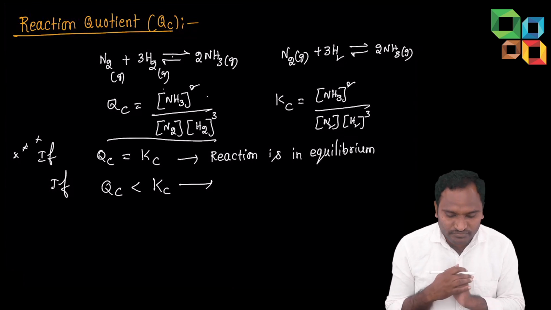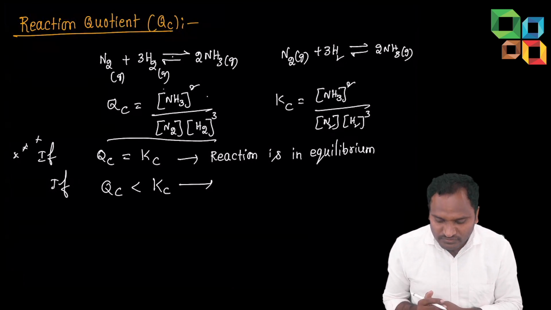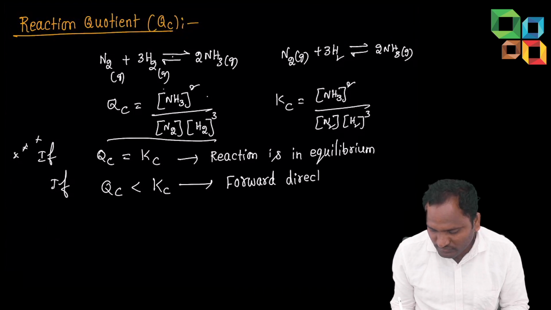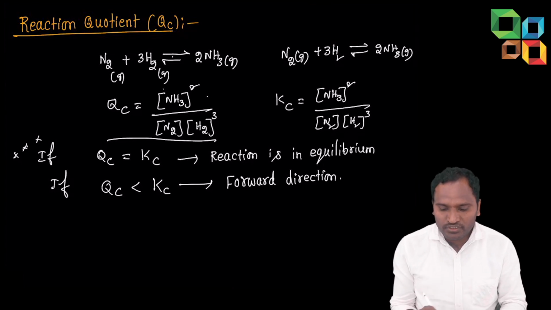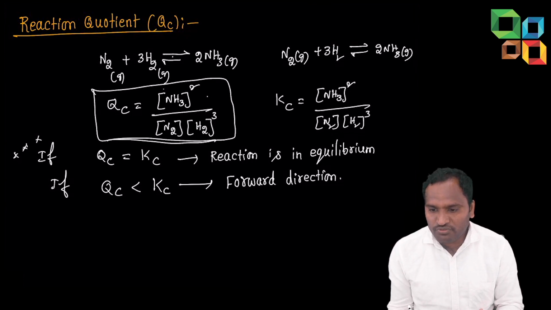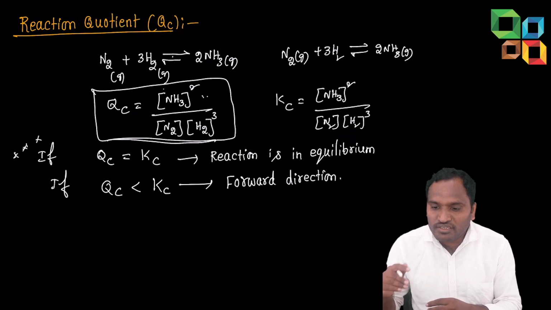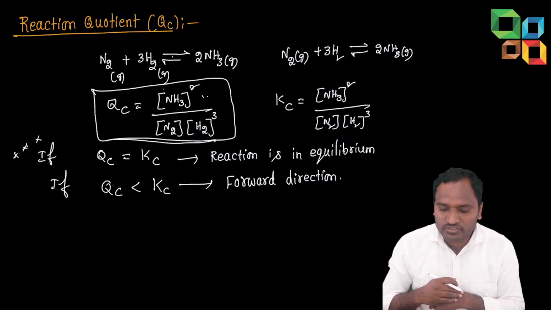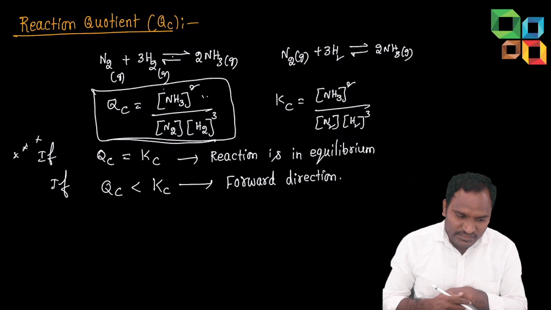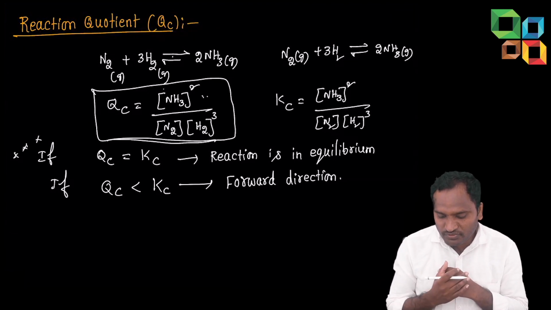In order to maintain equal concentration, the reaction will proceed towards the forward direction. This shows the reaction rates are not equal. How is it telling? Product formation is somewhat lesser compared to reactant. In order to maintain equality, what will it do? It tries to increase the product concentration to reach equilibrium. So at that time the forward reaction is more favorable. Otherwise, simply, if QC is less than Kc, the reaction is moving in the forward direction.